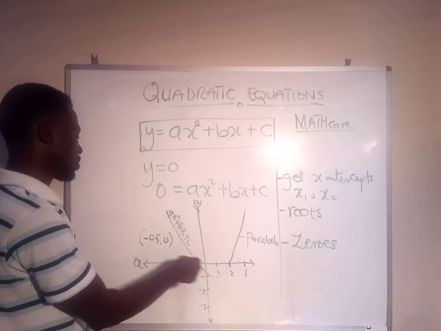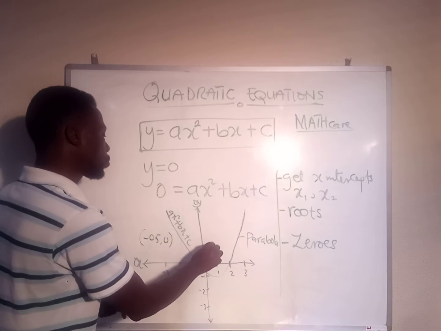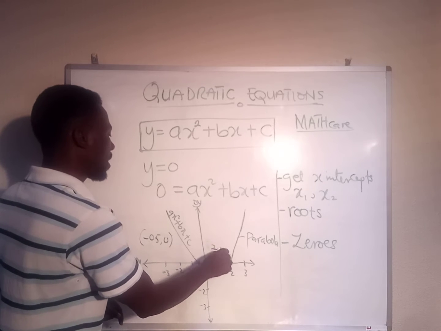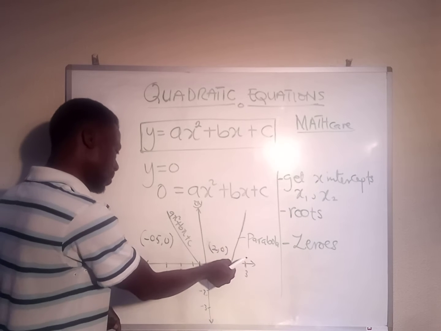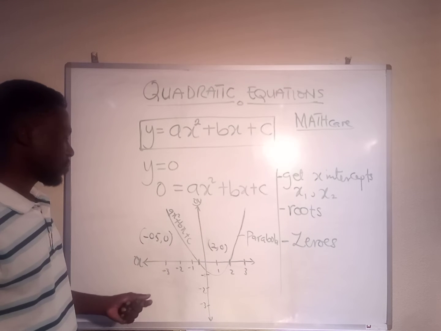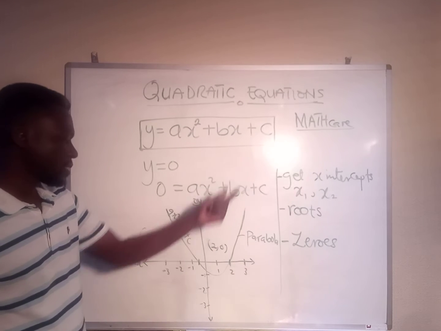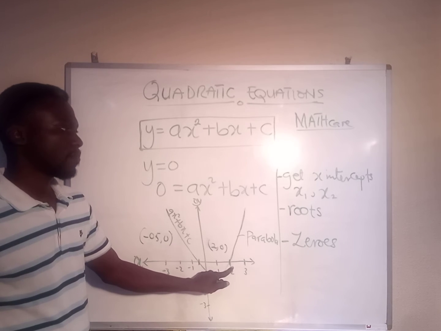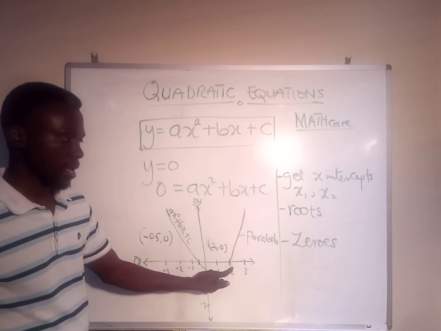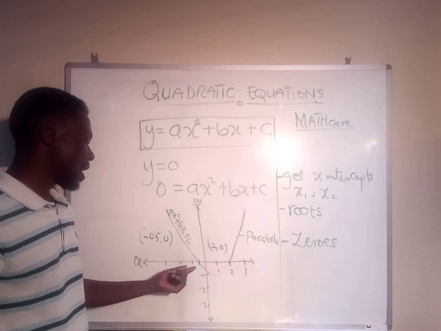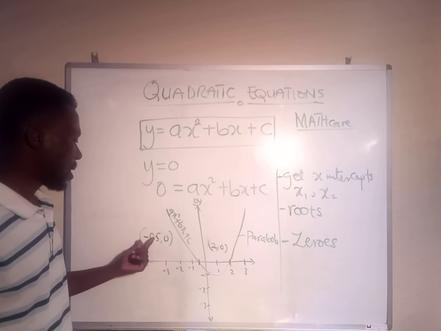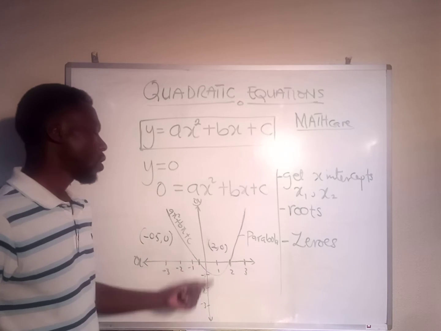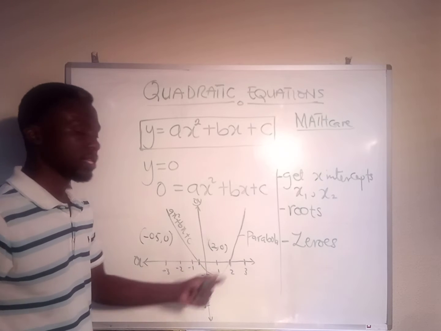And then this point is where x is equal to 2, and y is equal to 0. You see? So the x-intercepts are -0.5 and +2 that we have here. So the roots are the same thing. The roots are this point and this point, or the zeros are this point and this point, or the x-intercepts are this point and this point.